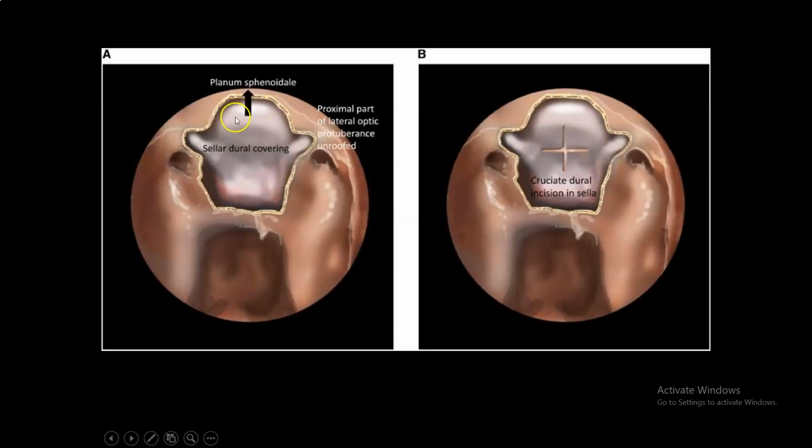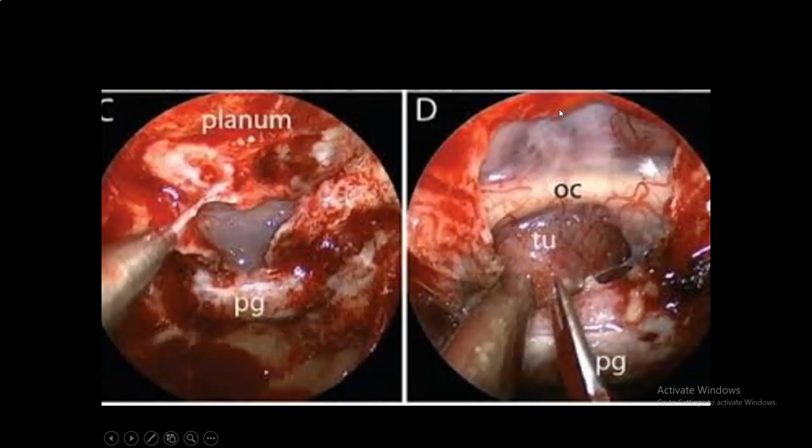Transplanum is very easy. Here is the floor of the sella. You don't go to the sulcus prominence. In front of it, you take the planum sphenoidale and you open the dura here. If you open the dura, you can reach the suprasellar region. Here is the sella.